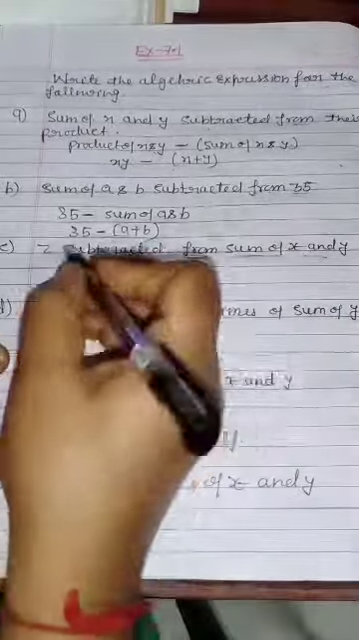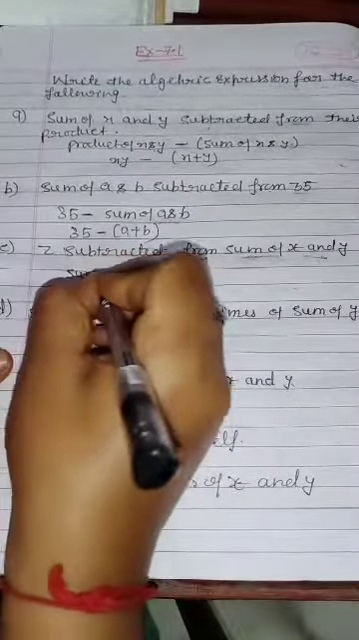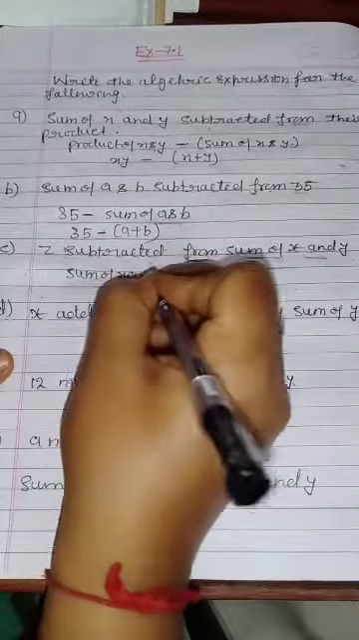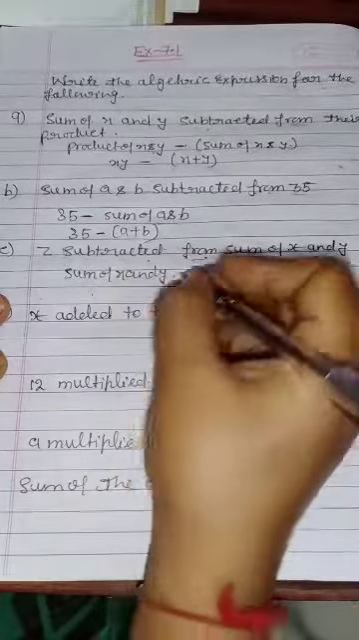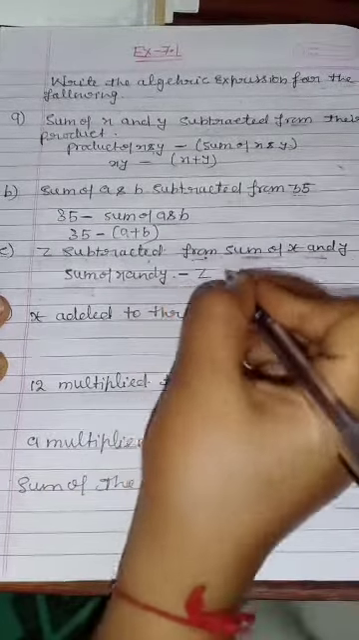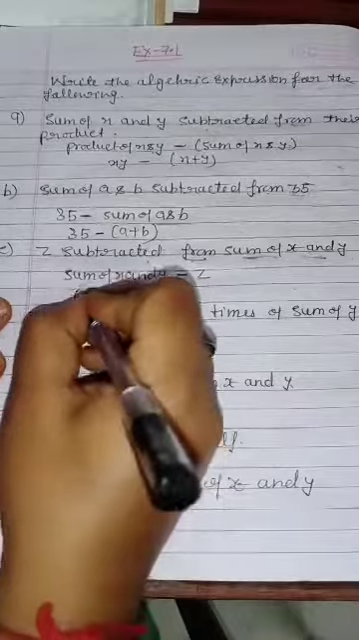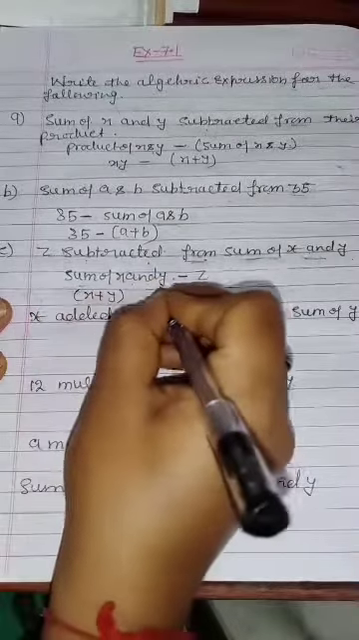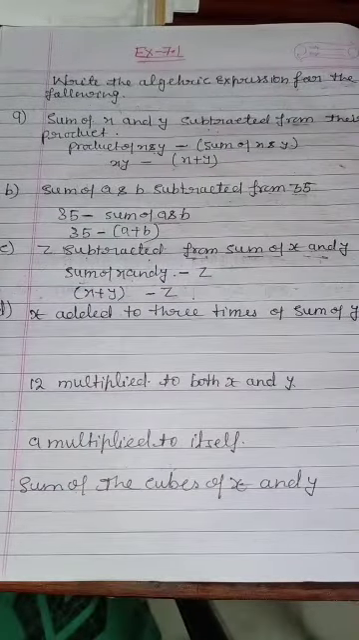Sum of x and y. So write that sum of x and y. What are you subtracting? Z. Then minus z. Sum of x and y means x plus y minus z. So this will be your answer.